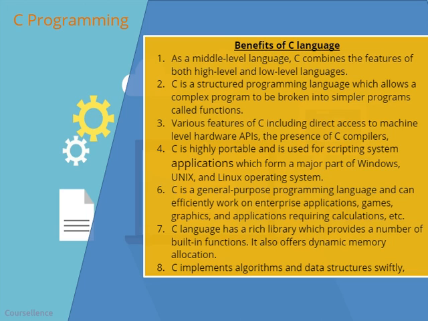C is a middle-level programming language developed by Dennis Ritchie during the early 1970s while working at AT&T Bell Labs in the USA. The objective of its development was in the context of the redesign of the Unix operating system to enable it to be used on multiple computers.